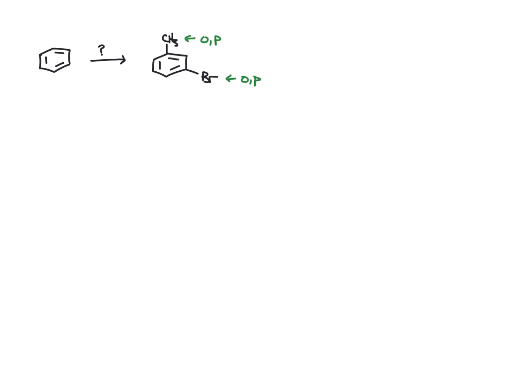But we do have a way around this, because what we can do is, instead of directly installing the CH3, put that on as the acyl group. And the acyl group is a meta director. And then after we use that directing ability, we will reduce it. Okay, so let's do that.